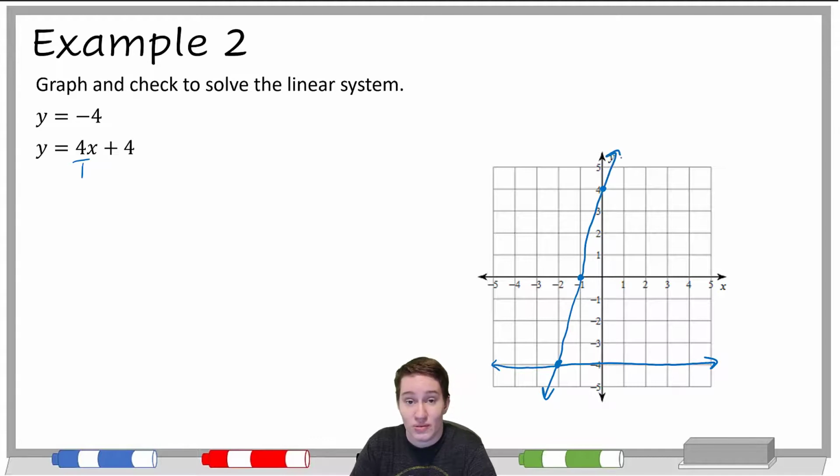So see how sometimes we have to make more points so that they intersect. Sometimes you have to go backwards to get them to intersect instead of forwards. It's a fun time. It's a puzzle sometimes. Negative 2, negative 4 is our answer for example 2.